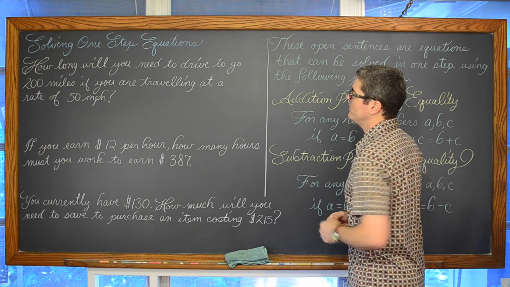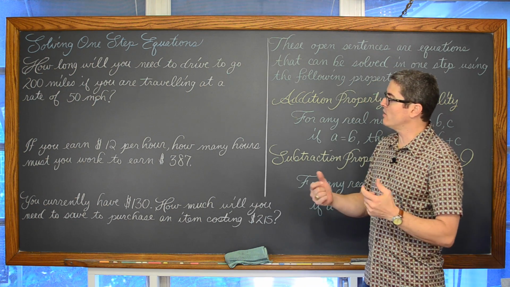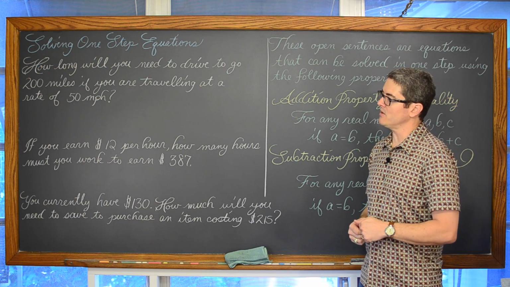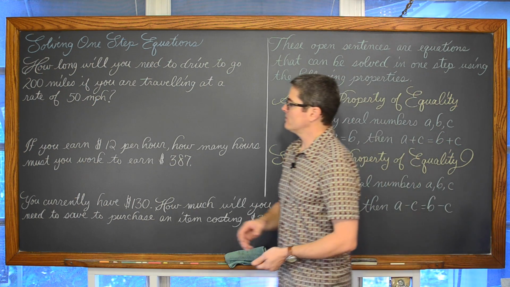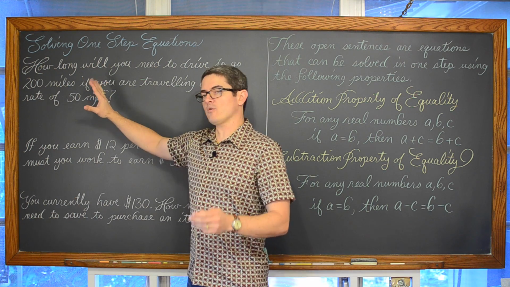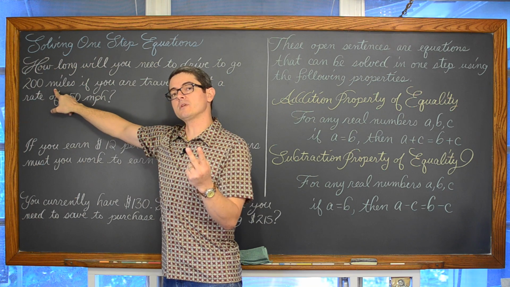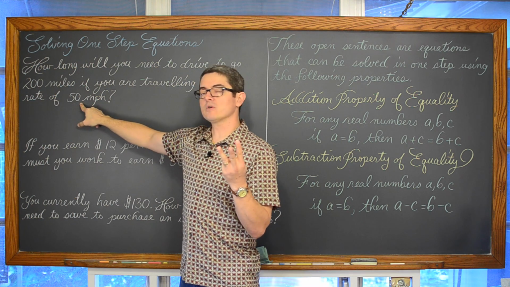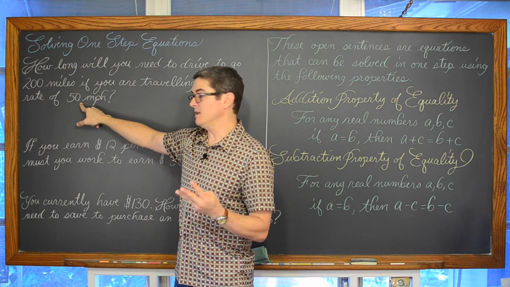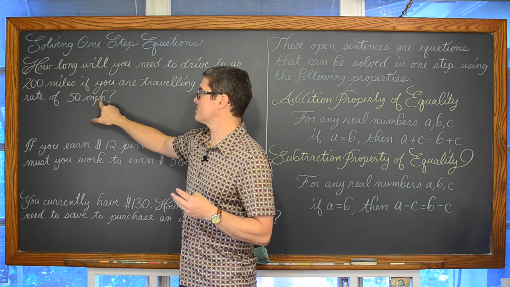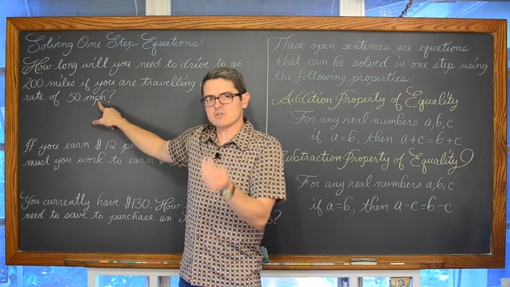Well, how long will you need to drive to go 200 miles if you're traveling at a rate of 50 miles per hour? Okay, so there's 3 variables in here. How long, which is time. We're given a total distance which we're going to travel, and we're given a rate of speed, 50 miles per hour.